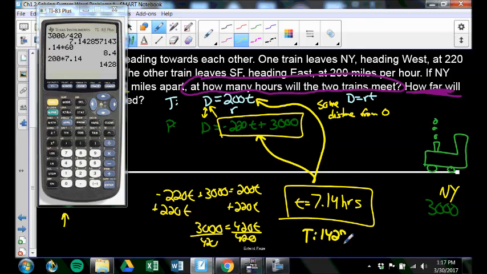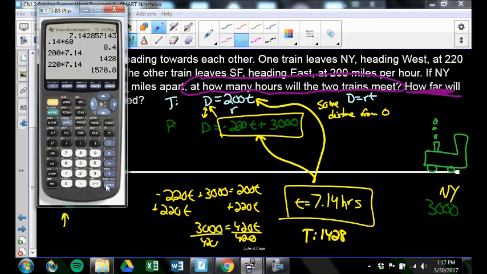And I'll do 220 times 7.14, 1570.8. That's how far Thomas and Percy travel. These are both in miles.